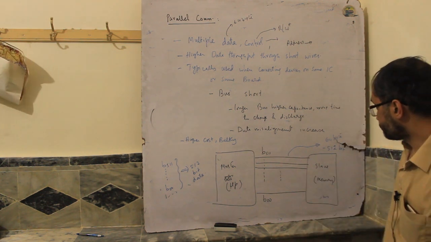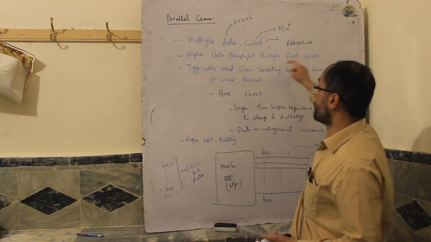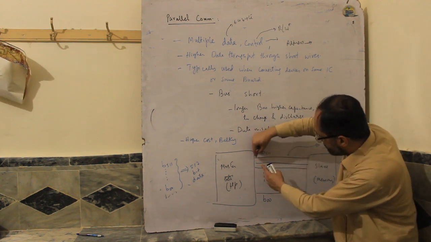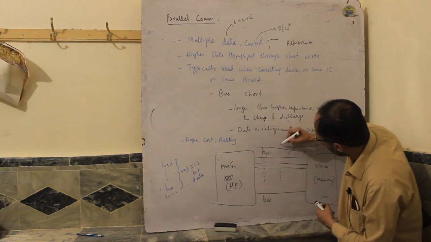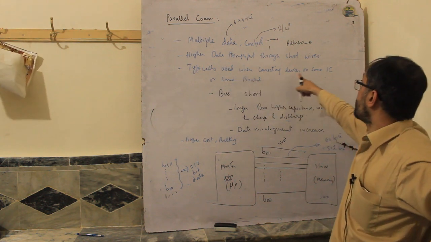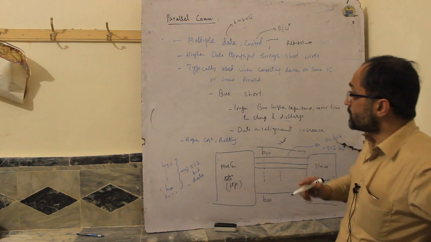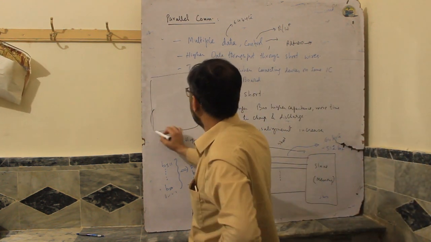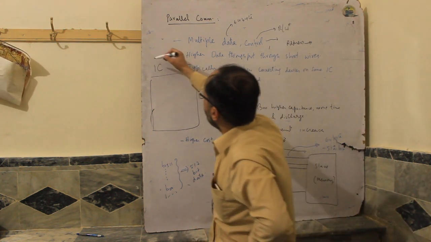And it gives a high data throughput through short wires. So this wire is very short, the length of this wire is short. Parallel communication is typically used with devices connected on the same IC or on the same board. So now let's assume we have an IC, where IC stands for integrated circuit, and this is a microprocessor.